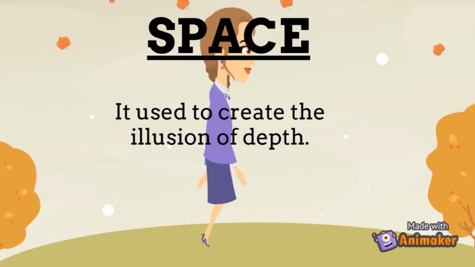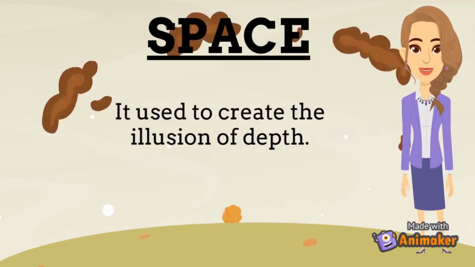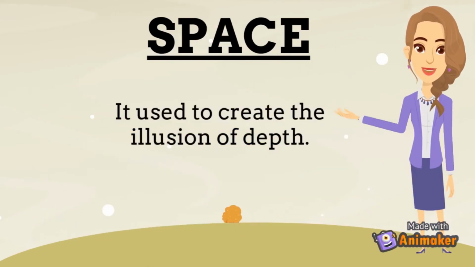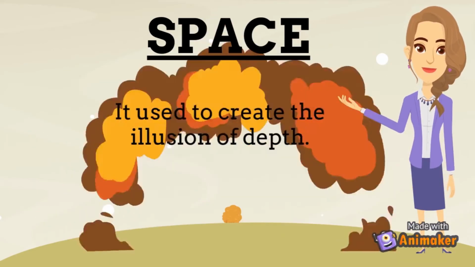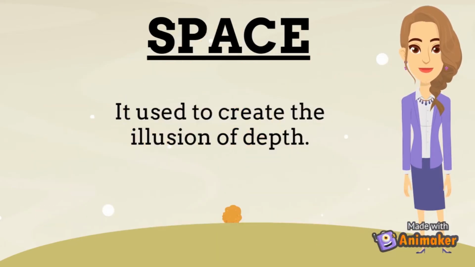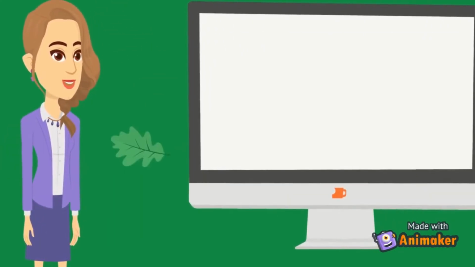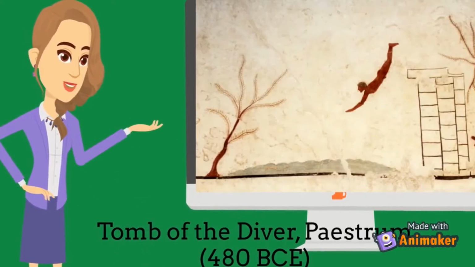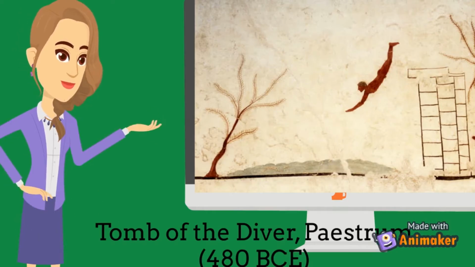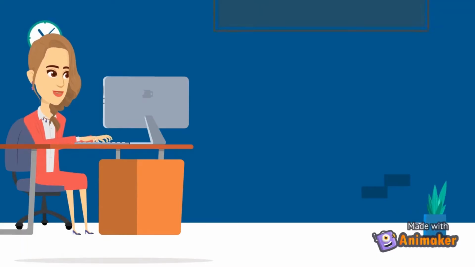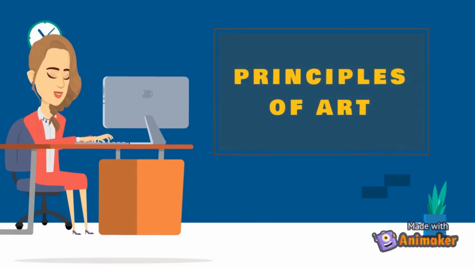The last element is what we called space. When we say space, it used to create the illusion of depth. Space can be two-dimensional, negative and or positive. This is the example of space. Tomb of the Diver, Paestum in 480 BCE. Can you describe space in this artwork? That's all for the elements of art. Now, let's proceed to the principles of art.